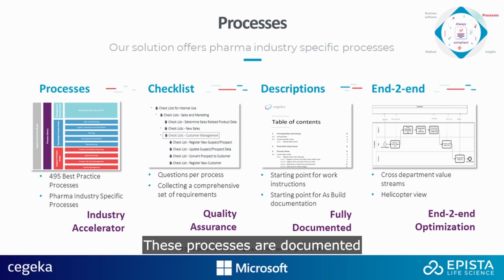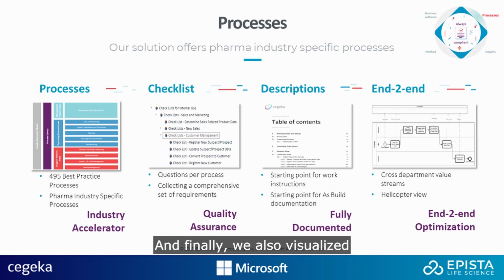These processes are documented on every single level, going from process domains until individual processes, sub-processes, until the very lowest level, let's call it the business scenario level. We extended the process documentation and description with all kinds of checklists per process, collecting a comprehensive set of requirements per type and level of process.